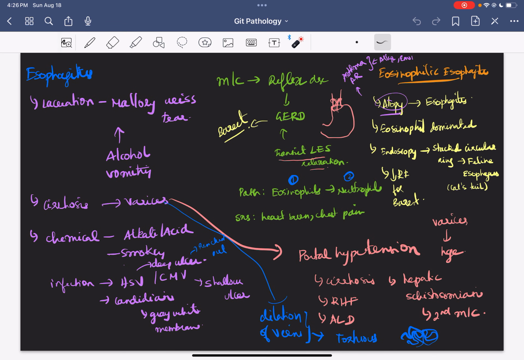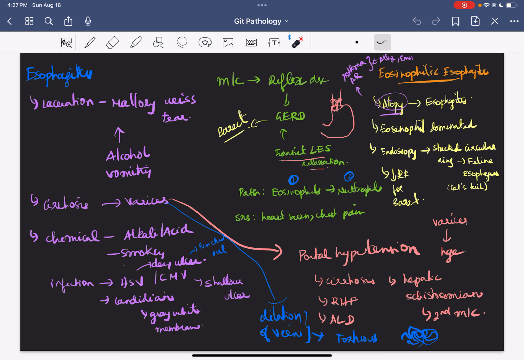Now what about esophagitis? Esophagitis is the inflammation of the esophagus, as the word says. There's a type of laceration called Mallory-Weiss tear. This is due to alcohol-induced vomiting. Retching and alcohol-induced vomiting lead to a laceration in the esophagus, and those lacerations are called Mallory-Weiss tears. What about cirrhosis? When there is liver cirrhosis, varices are formed. Varices are nothing but tortuous dilations of your veins.